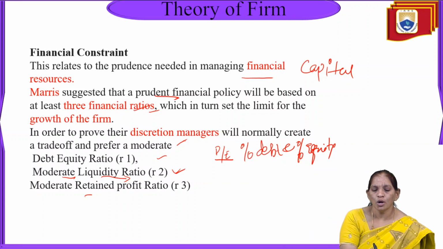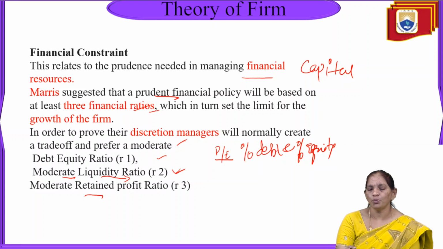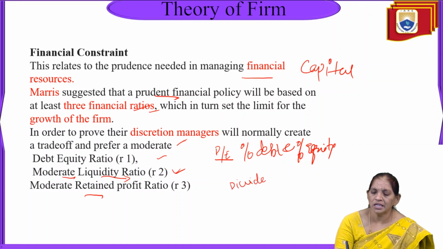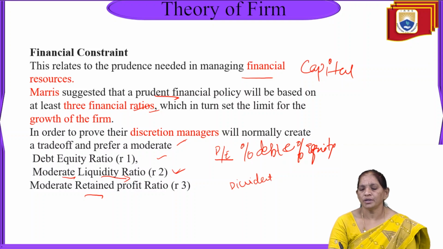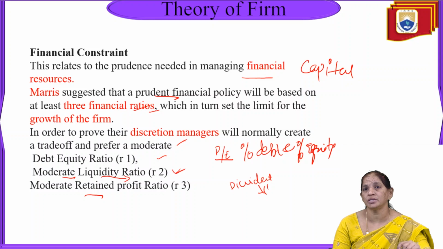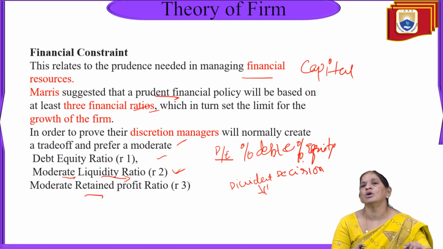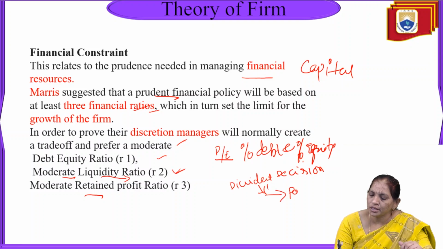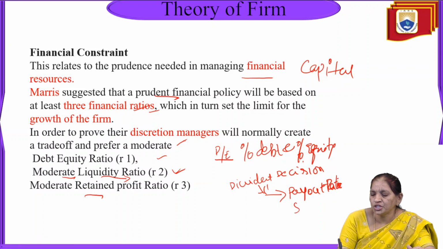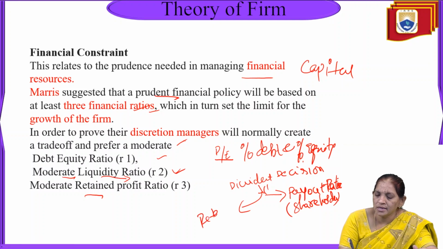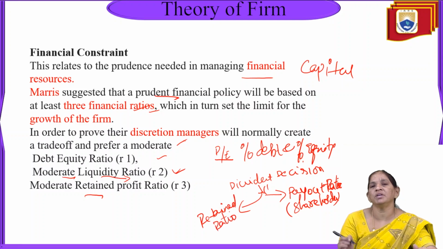And the third important one is the retained profits ratio. Already I have said in the last video, that is dividend. There are three financial decisions in financial management: investment decision, financing decision, and dividend decision. In the dividend decision, the amount of profit given to the shareholders is called the payout ratio, and some amount we keep within the organization, we call it the retained ratio, means the amount which we keep within the organization.